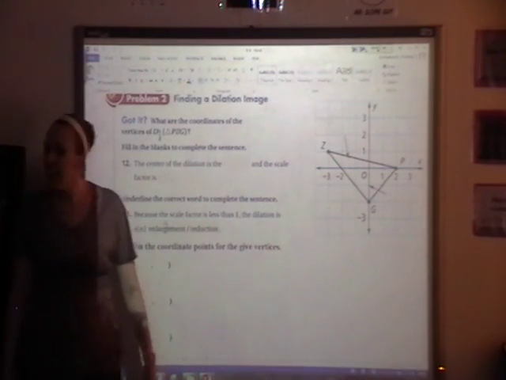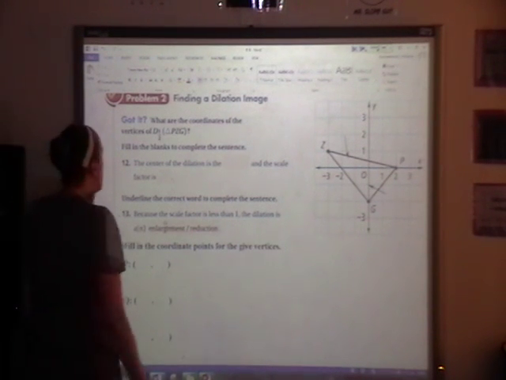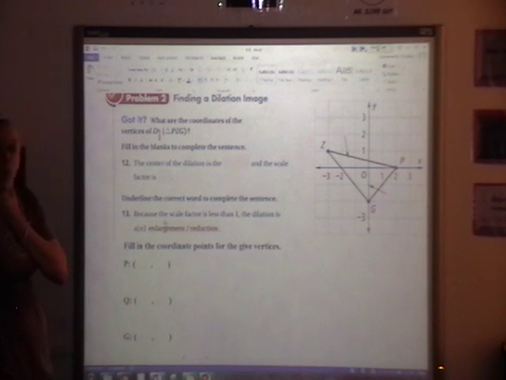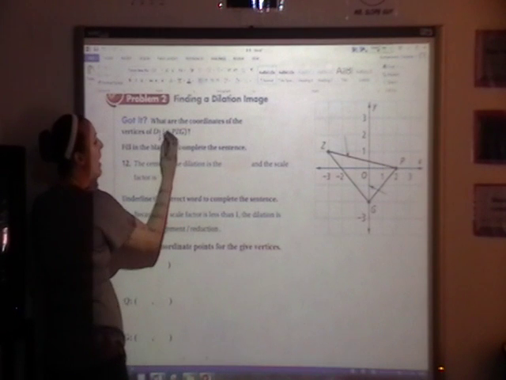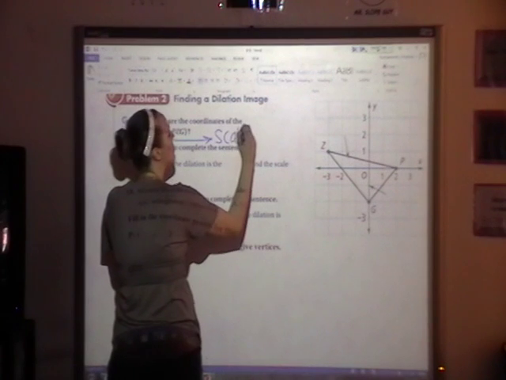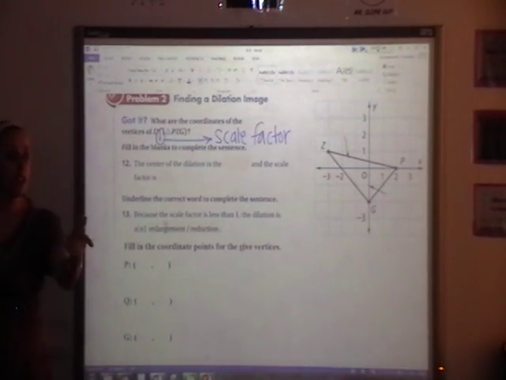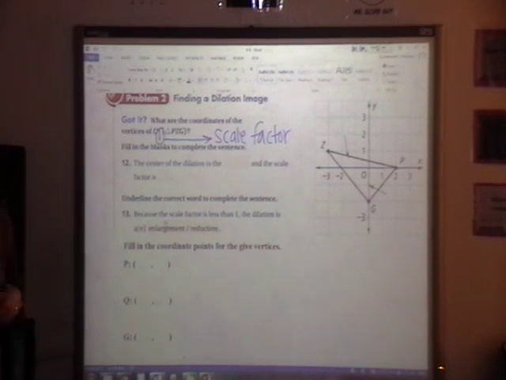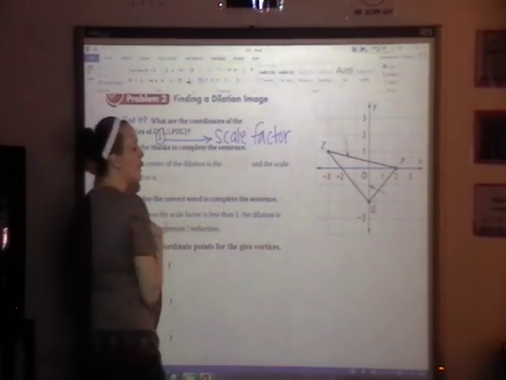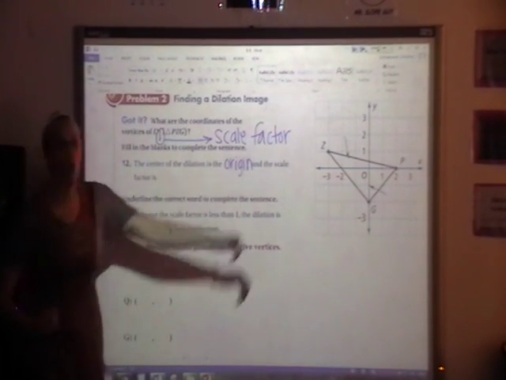Alright, finding a dilation image. So now here, going back to using the notation of dilation, using D. It says, what are the coordinates of the vertices of D 1/2, the triangle PZG? So D 1/2. The 1/2 is standing for our scale factor. It's below 1, so you can assume that we are going to have a reduction. The center of dilation in this photo is going to be the origin. It's always going to be the origin when we're talking about coordinate points.